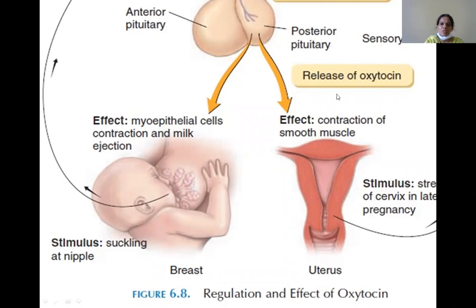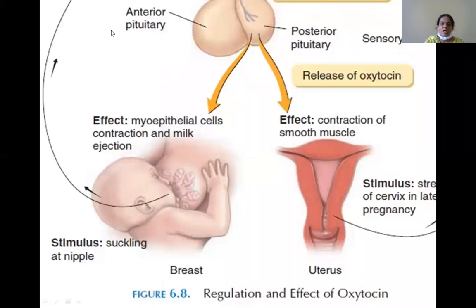Oxytocin. This oxytocin causes contraction of the myoepithelial cells surrounding the alveoli, and that is how milk will be ejected from the alveoli into the ducts. So this release of oxytocin is very important, which is responsible for this milk letdown reflex or the milk ejection reflex, which is the ejection or the expulsion of the milk from the lactiferous ducts.